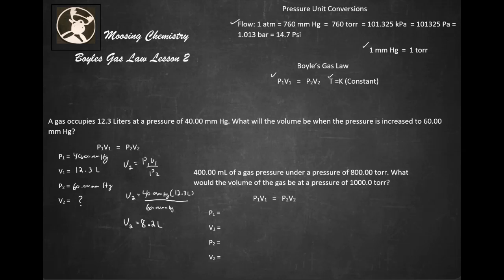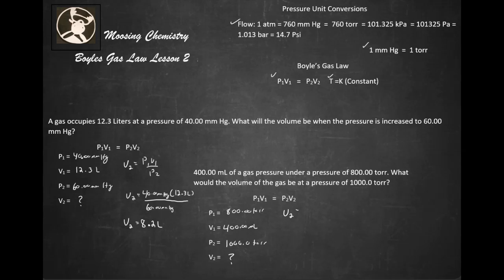All right, let's look at our second problem. 400 milliliters of gas under pressure of 800 torr. What would the volume of the gas be at 1,000 torr? So our second pressure is 1,000 torr. Our first pressure was 800 torr. Our first volume was 400 milliliters. And so what will our volume 2 be?